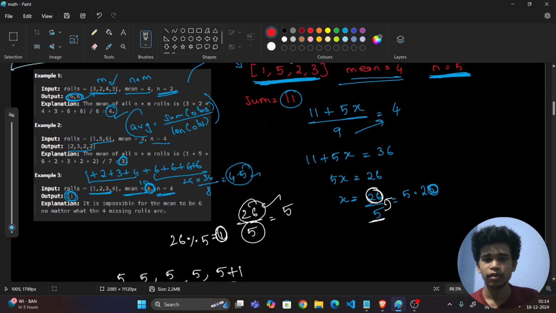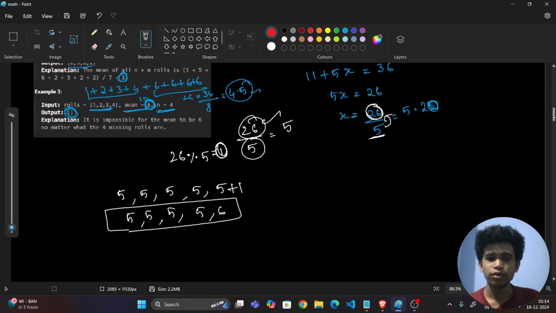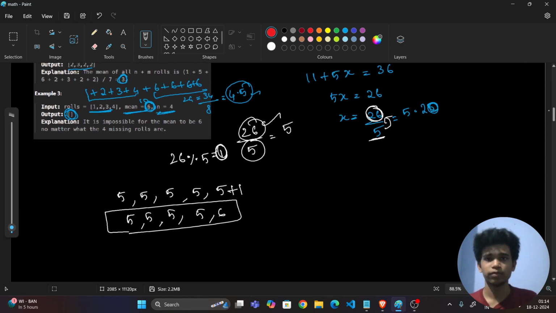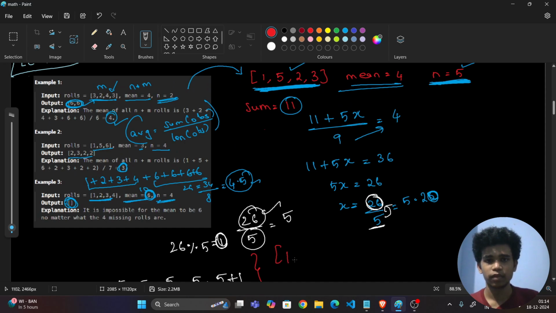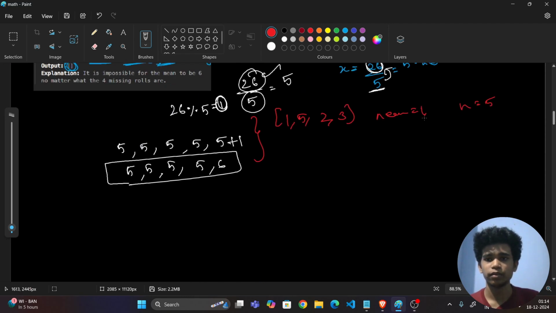See here. Now, how do we do this in coding? We just did it in a mathematical way. Now we want to do it in the coding part. How can we do this? The first step is to take the sum. Let me take this array again: 1, 5, 2, 3, and the mean is 4 and n is 5. Now just see here.